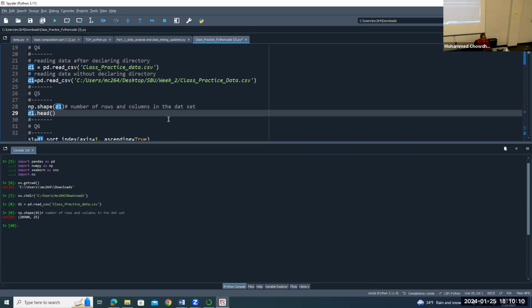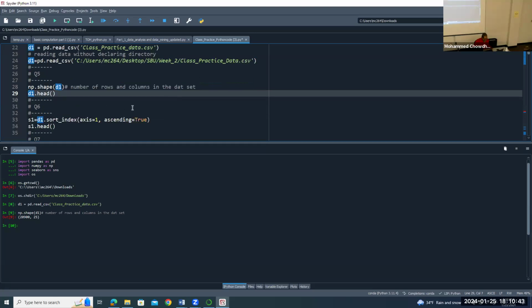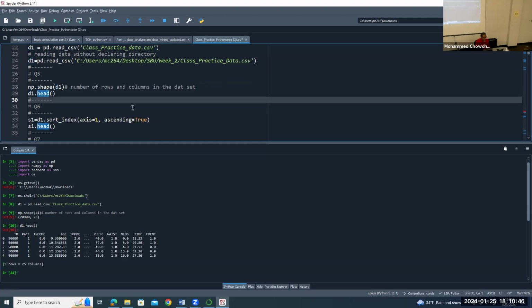What I did here, np.shape. How do you write the same code in R? What is the R code for np.shape? If you want to check the number of rows and number of columns in R, what is the R code? Dimensions or dim. DIM, dimension. Okay. So same thing in here, just np.shape. Then if you want to take a look at the first 6 rows, it is d1.head, this is the data.